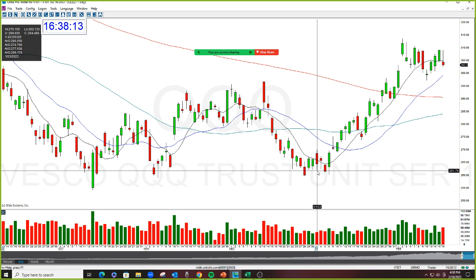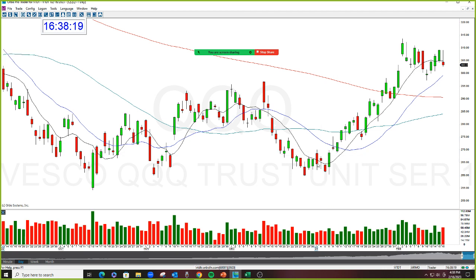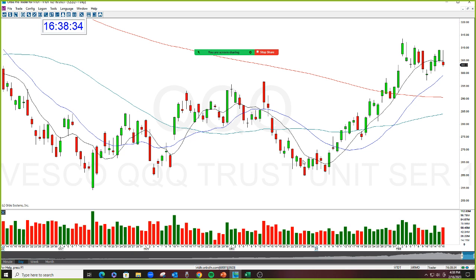Everyone's been yapping about January, which we did have a rally. I'm not going to deny we had a rally in the month of January. I did not go long the market, not one single solitary day, not even for a day trade. I didn't like the setups. But anyways, we started out the year in a gap up, and guess what happened? It failed. That's what happened.